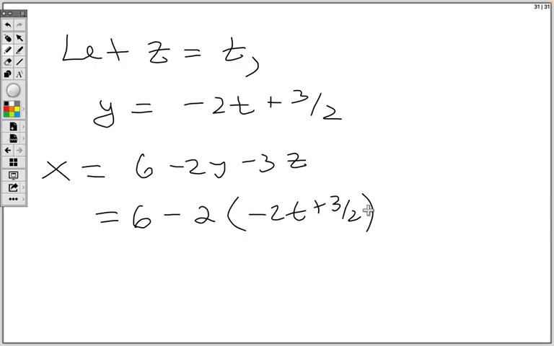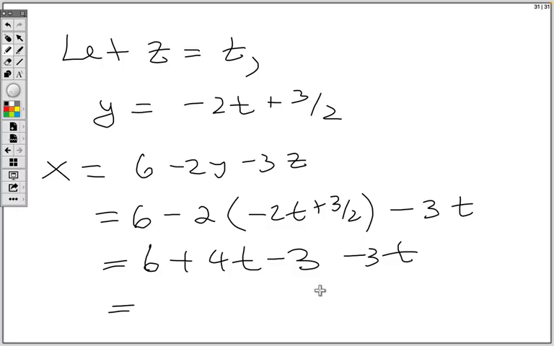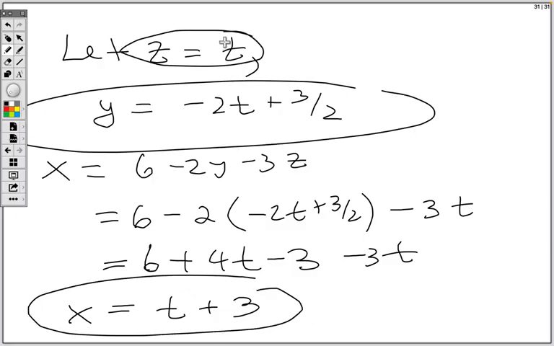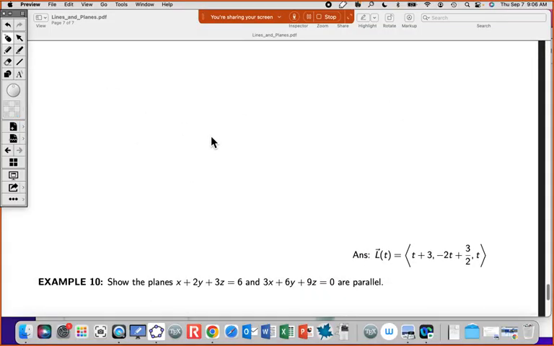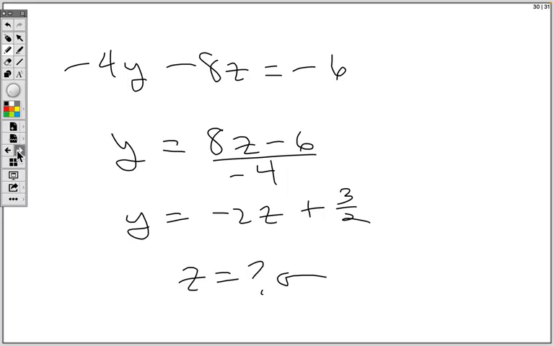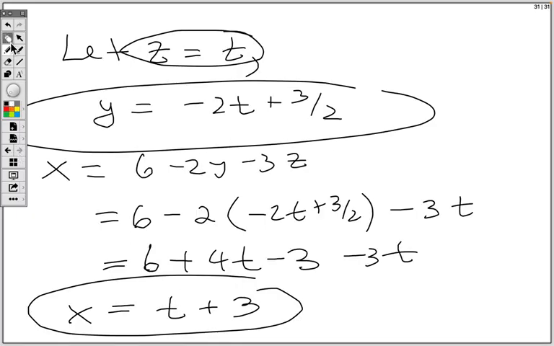And if your bell's rung, I know you have to go. That's fine. I'll finish this off, and you can always fire up the video if you want to see the check here. So minus 2y, a minus times a minus would be a plus 4t, minus 3 halves times 2 is 3, so 6 minus 3, minus 3t. So I would get t plus 3 as my x. That would be my x component, my y component, my z component. Let's see if that matches what we've got here, because there are infinitely many different ways to do it. Yep, so that works. That matches the same representation I have here.